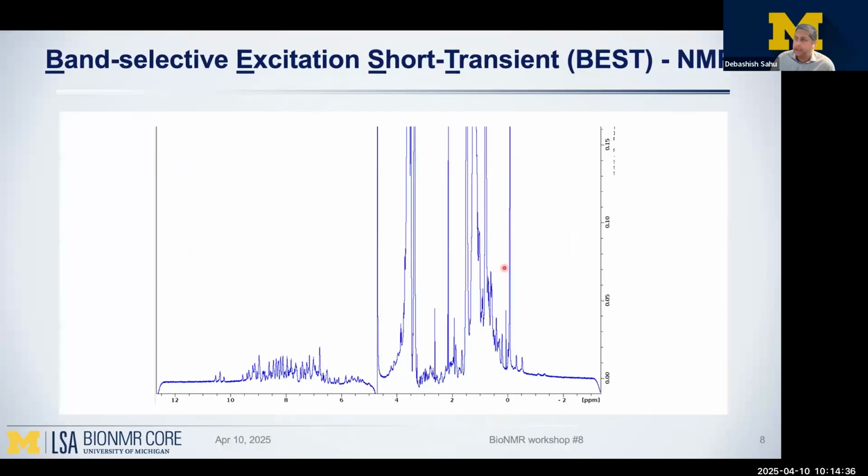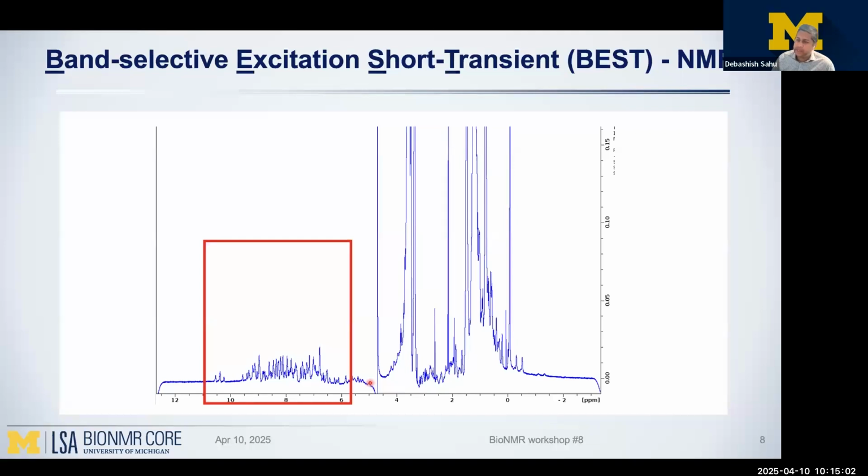So the next technique that can help is something called band selective excitation short transient, also known as the BEST NMR technique. So in a protein, you have your amide region, and then you have your side chains. Then you have a huge water peak that is in here. Usually proteins are in aqueous-based samples, so you'll have your water peak as well.